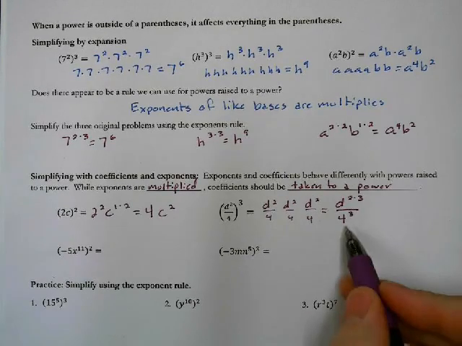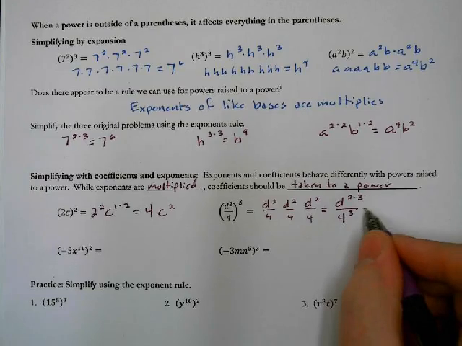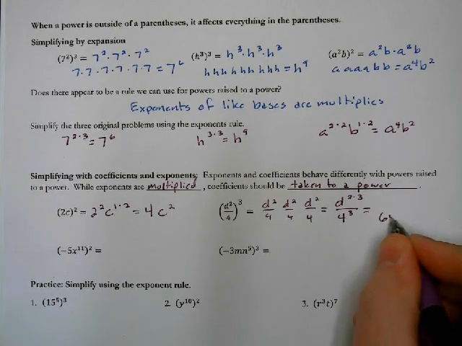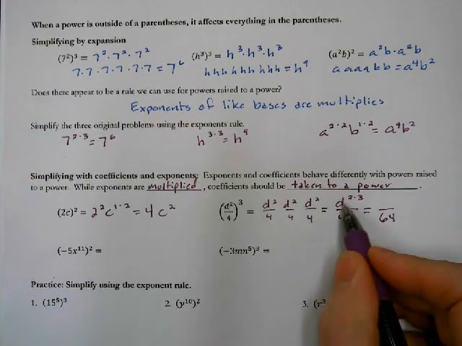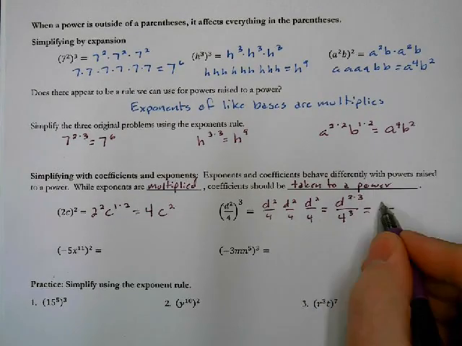4 times 4 is 16. 16 times 4 is 64. Might need calculators for that, so we would get 64 in the denominator. Numerator would be d to the 2 times 3, d to the 6th.